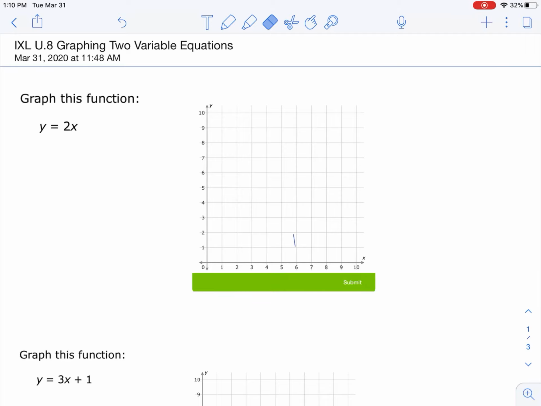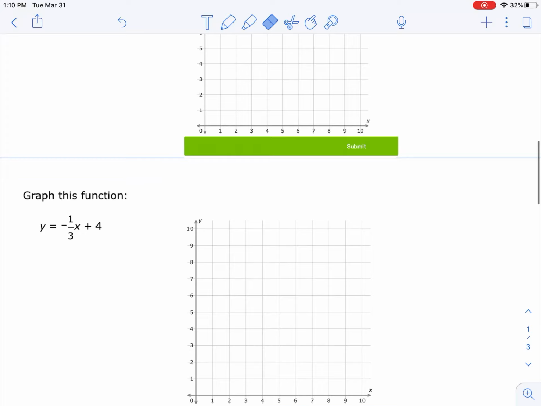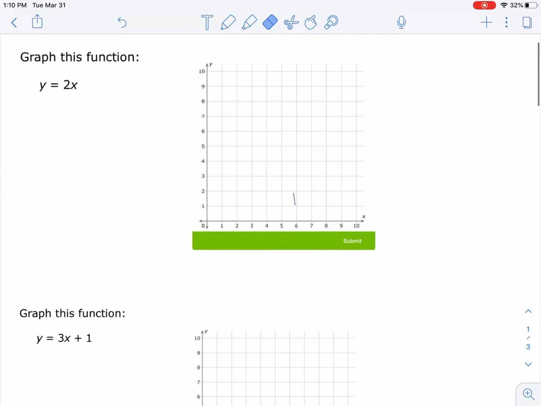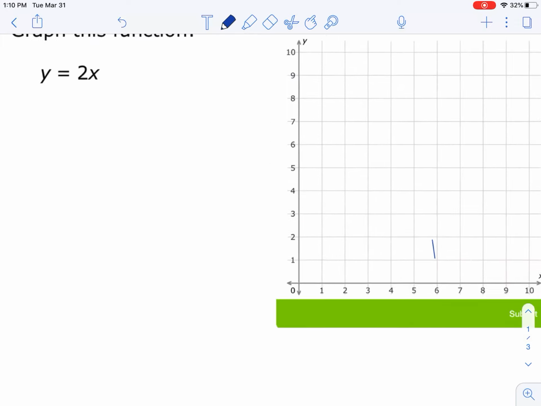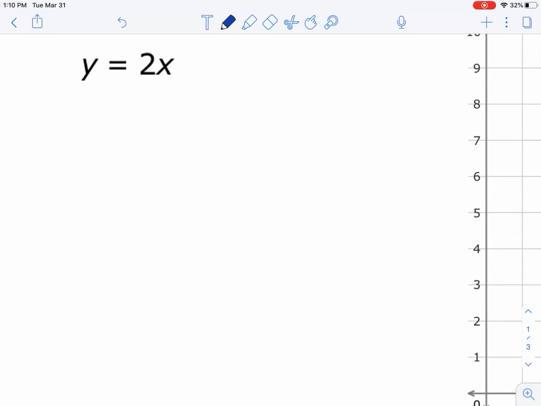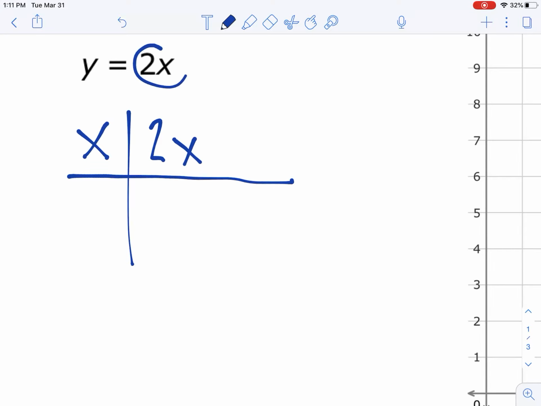So I copied some problems into Notability that I thought you would like to see because you're going to come across very similar ones. So the first one is pretty easy, but I know there's been some confusion on how do you even do this because there wasn't an example like this when we took the notes or you watched our video. So what you need to do is you actually need to make your own function table. So I'm going to put my input variable. I'm going to write my function rule, which is right there, y equals 2x, and my output variable.